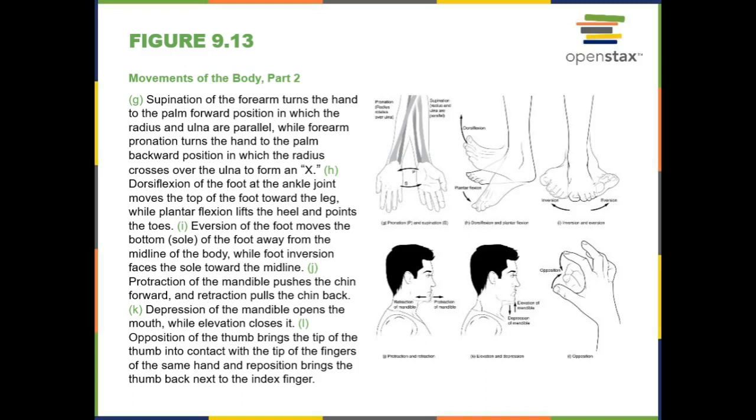Plantar flexion and dorsiflexion. Plantar flexion, your toes are pointing towards the ground. Your heel is lifted in the air. So your toes are pointed towards the plantar of the foot. Dorsiflexion, the toes are pointed up and towards your tibia. And so that'd be like heel walking, dorsiflexion, and plantar flexion, walking on your toes.